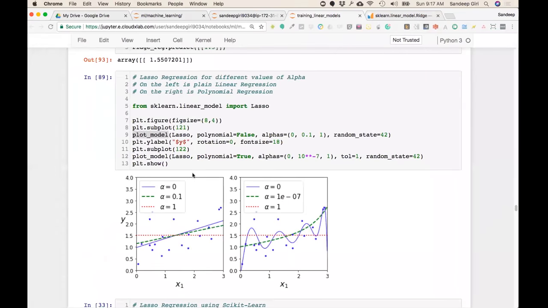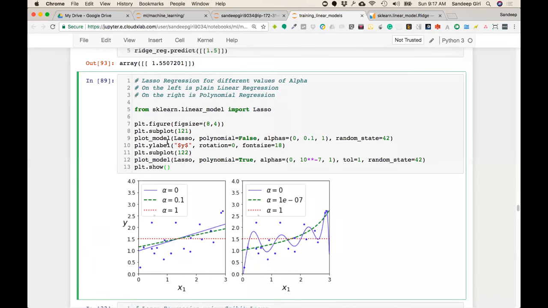We can simply use the same method, plot model, if we pass Lasso here, and we have imported Lasso from linear models in sklearn. This plot model takes this as the argument, and it calls Lasso with alpha and the remaining arguments. So it's going to call Lasso with alpha 0, then 0.1, then 1.